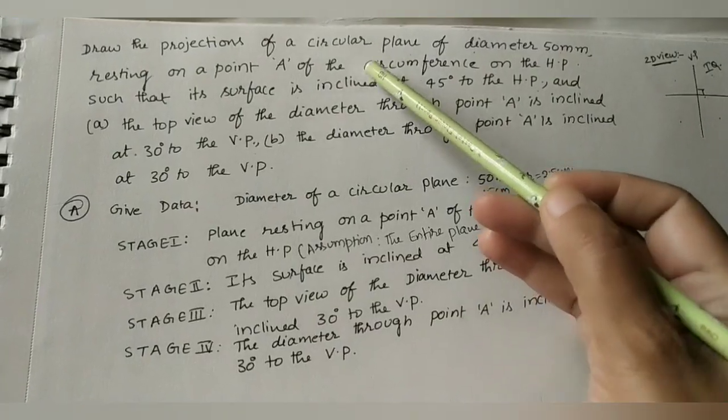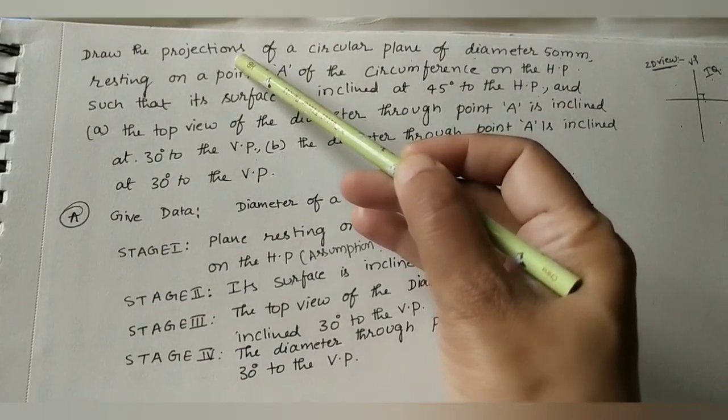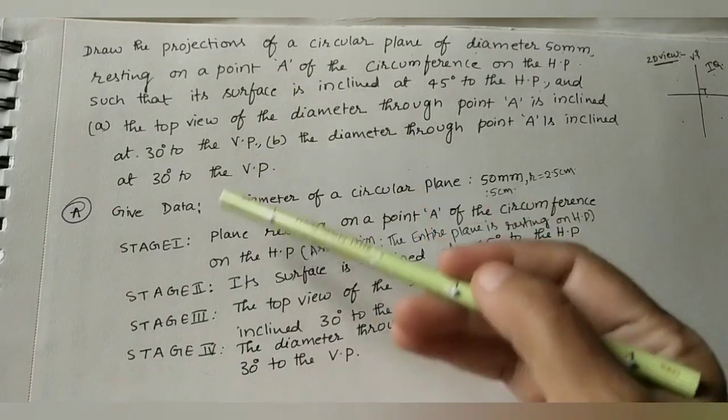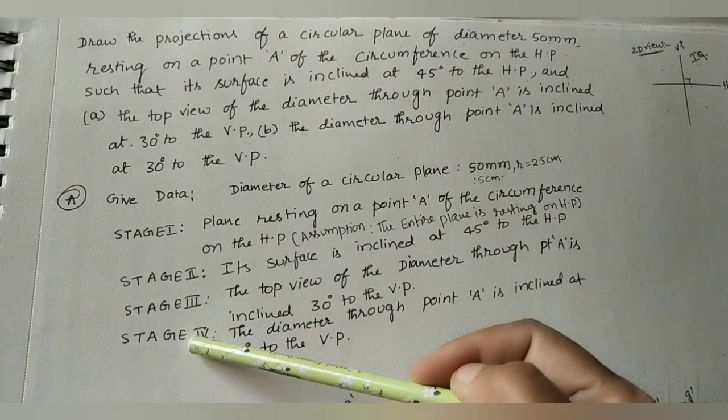In this question, some conditions are given. For those conditions, we need to do the projections. Projections means, as I just told, the front view and the top view. Take the first condition; I am writing stage 1. The second condition is stage 2, the third condition is stage 3, and the last one is stage 4.